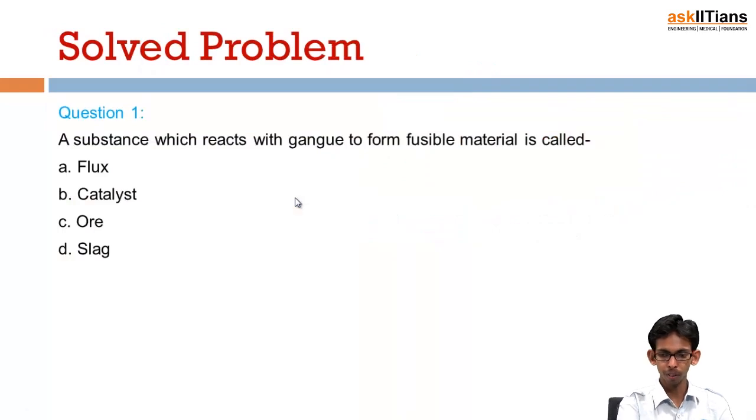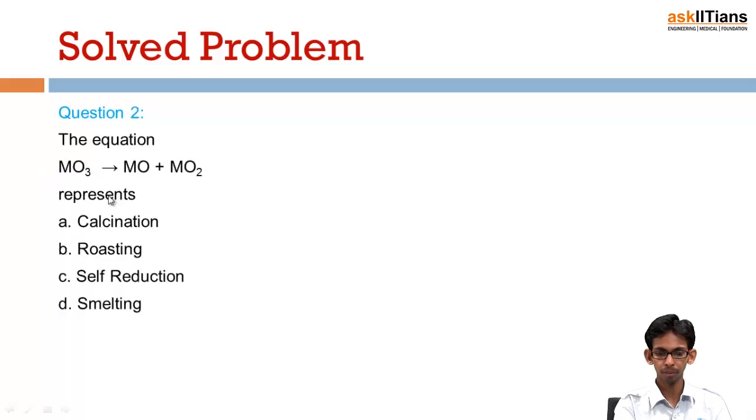Now there is a solved problem which says that a substance which reacts with gangue or any impurity to form a fusible material is called flux. If there is any acidic or basic impurity, the flux reacts with it to form a fusible material, which is slag. So E is the correct option.